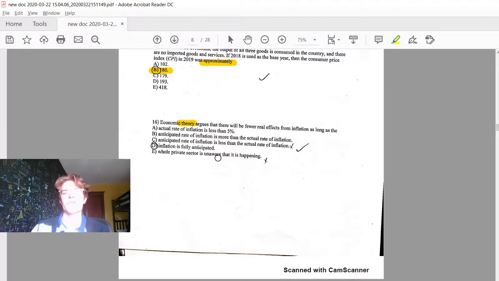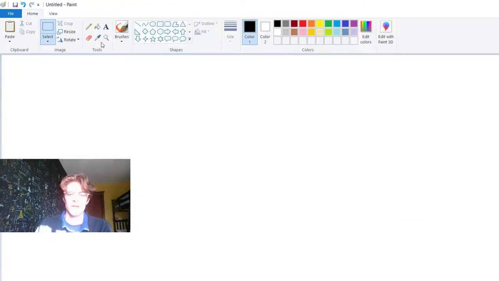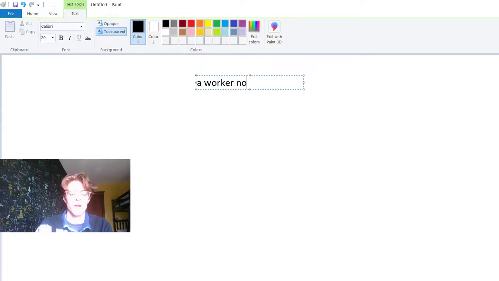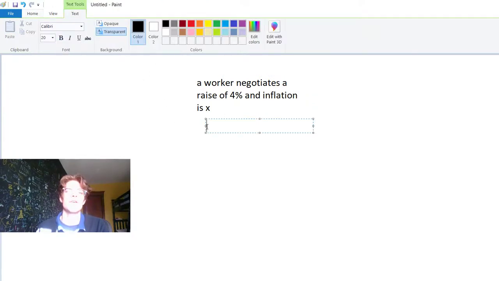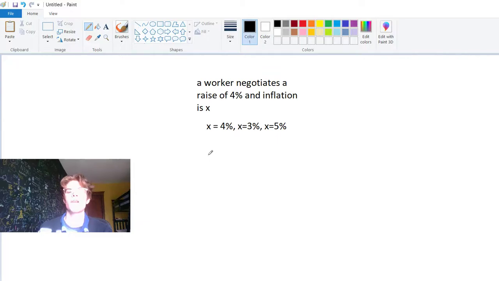Some of these other ones, like anticipated rate of inflation is more than the actual rate of inflation. Sometimes you'll see a question like a worker negotiates a raise of 4%, and inflation is X. So let's consider 3 possibilities: X equals 4%, X equals 3%, X equals 5%. If inflation is exactly equal to their raise, then nothing will happen. They will have the exact same real wage, which is the wage after inflation, right? Real is nominal minus inflation. So whatever their nominal wage was minus inflation gives us their real wage.